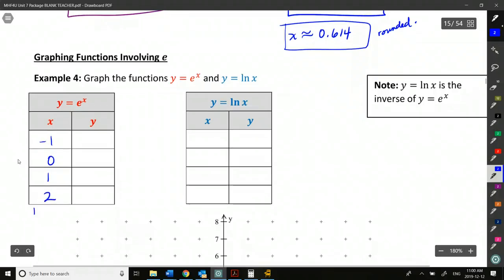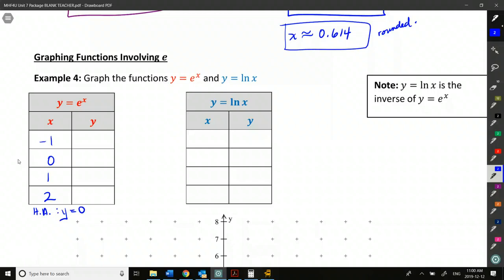And we know any basic exponentials have a horizontal asymptote sitting at y equals 0. So I should not expect anything different if I have e to the x than if I had 2 to the x or 3 to the x. They all have horizontal asymptotes at y equals 0. Okay, we're going to plug each of these in and record our answers so that we can figure out our y's here.